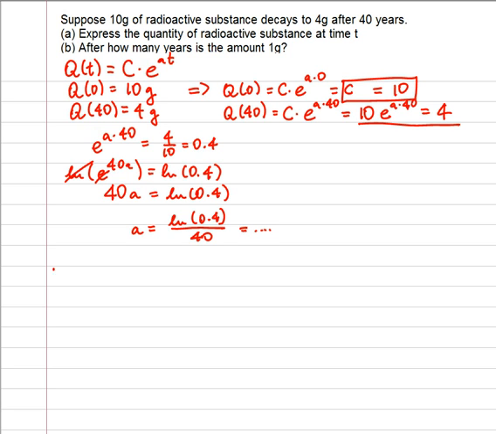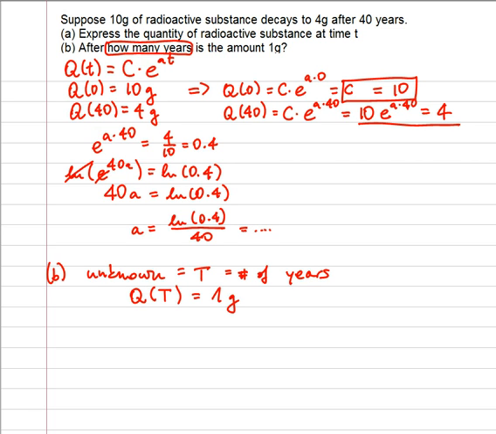Now part B is asking after how many years the amount is 1 gram. So the unknown here is how many years. So the unknown is t, which is the number of years. And this data in part B translates to the quantity at time t being equal to 1 gram.